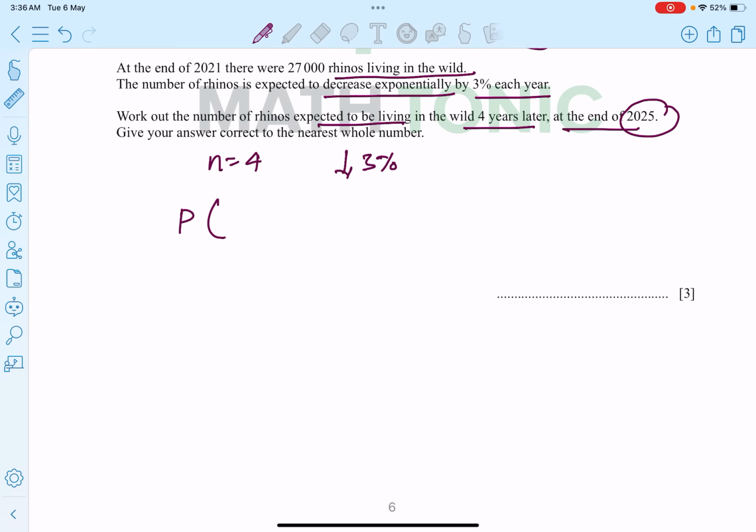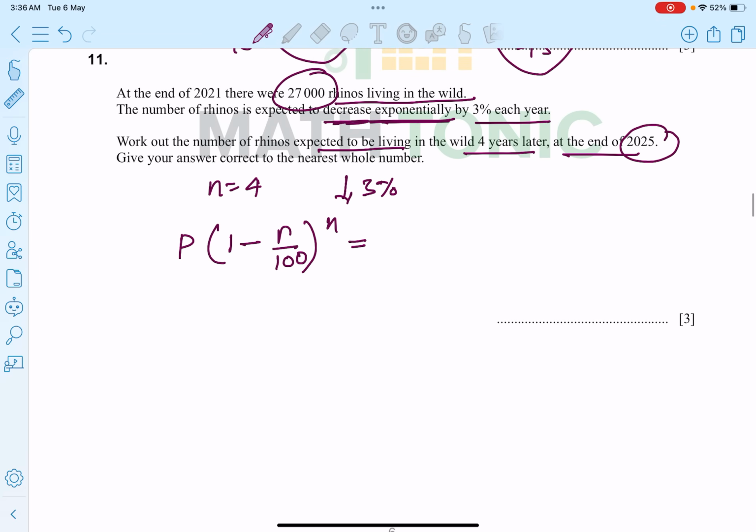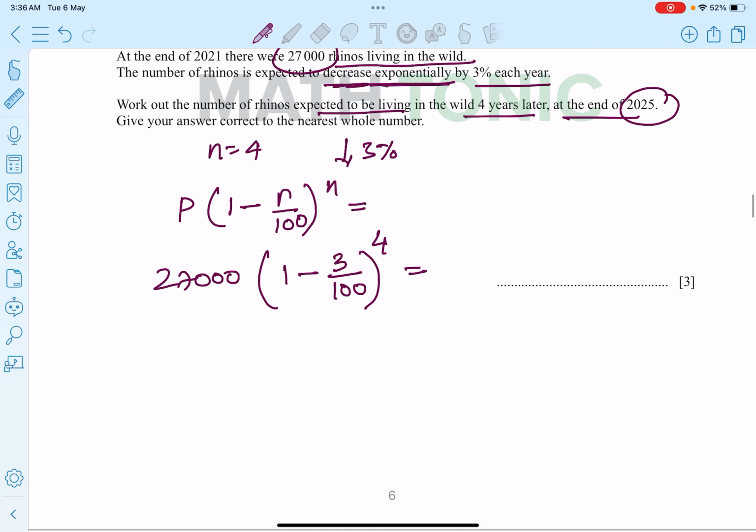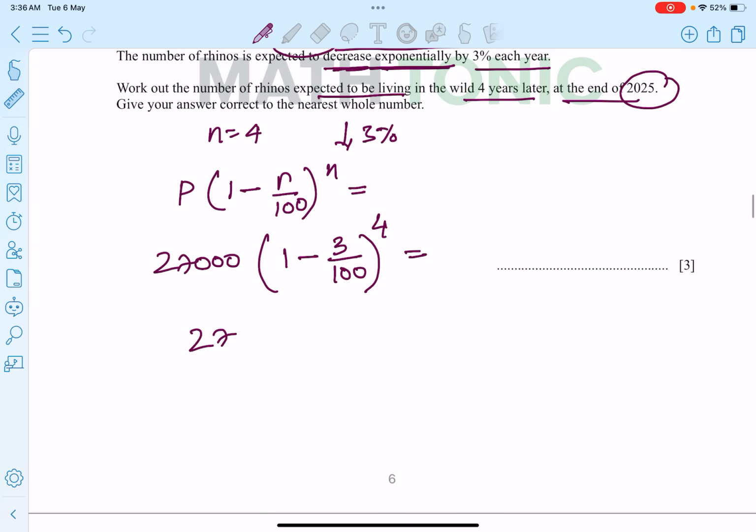If you remember, in compound interest you normally do P times 1 plus, but it is exponentially decreasing, so I'll put 1 minus r over 100, power n, that equals, we need to find out the value for this one, right? Okay, what is P? P is nothing but the initial value, which is given as 27,000, and 1 minus percentage is 3 over 100, and the number of years is given as 4. You can see here, right? When you put the values, 27,000 times, this becomes, I think, 0.97 power 4.